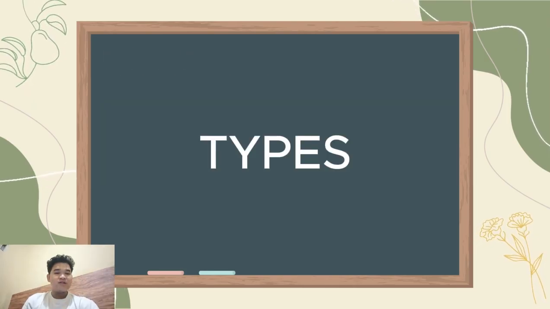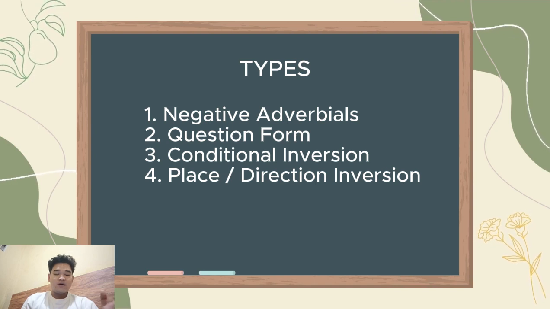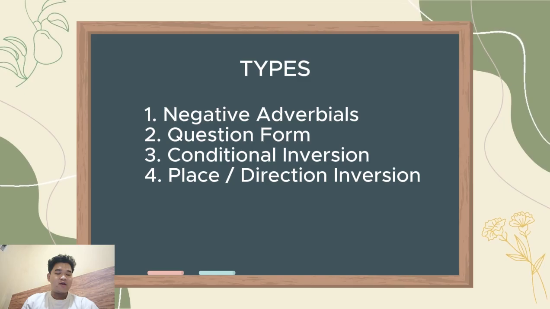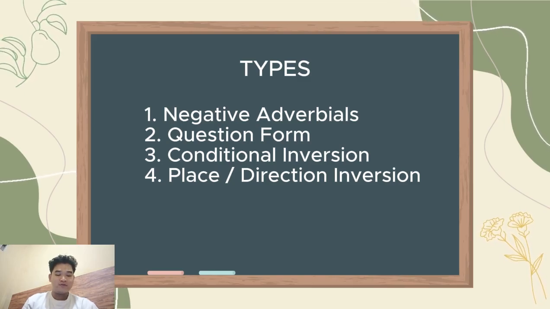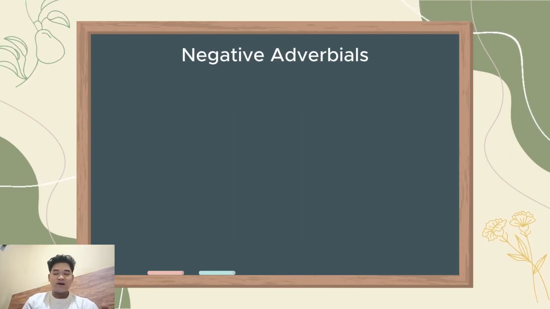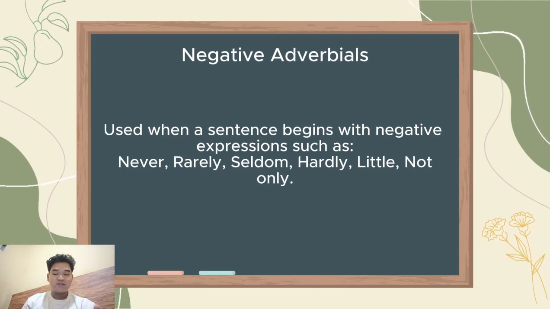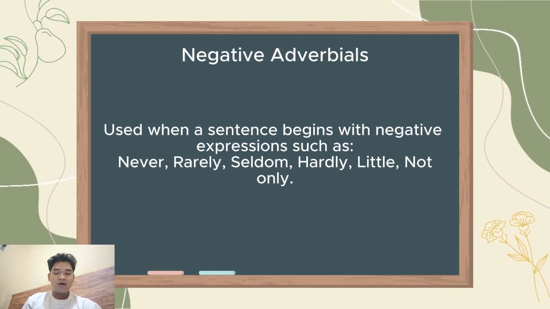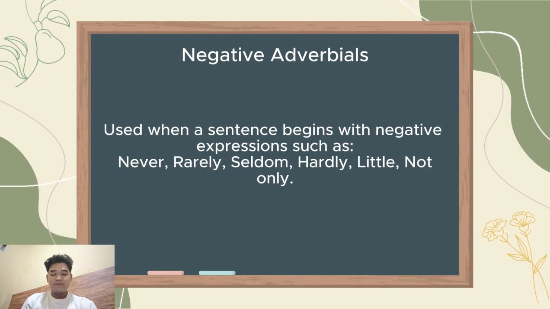Now let's get into the types of inversion. So there are four types of inverted sentences. One is negative adverbials, and then question form, conditional inversion, and place or direction inversion. Let's talk about negative adverbials first. This type is used when a sentence begins with a negative expression such as never, rarely, seldom, hardly, little, and not only. Why does this inversion happen?